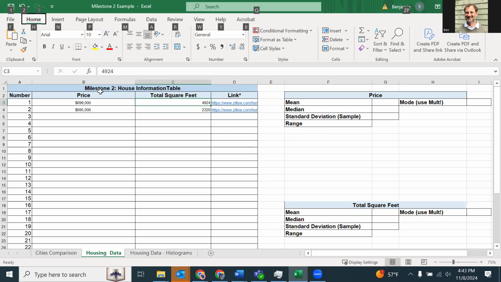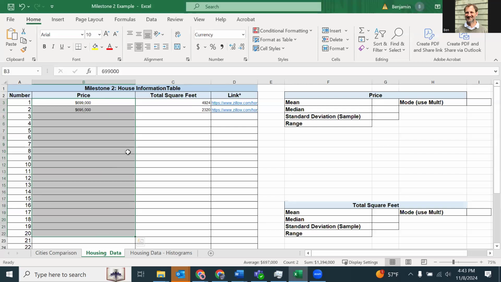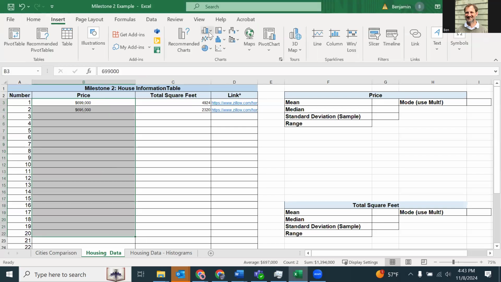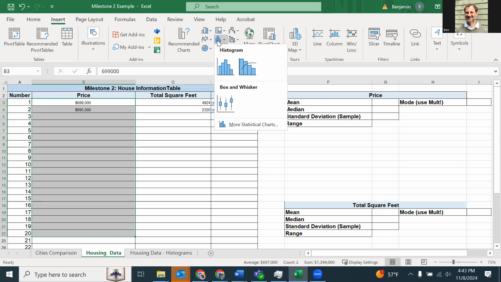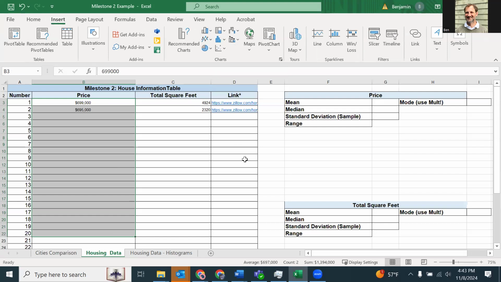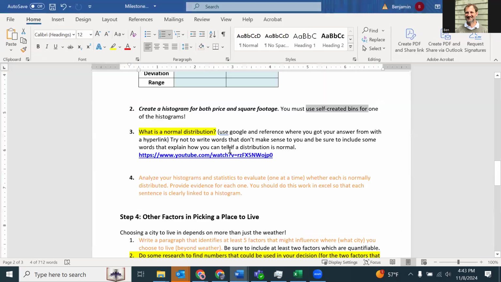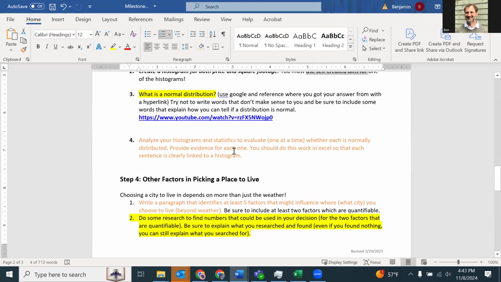And remember that there is also a way to highlight all the data and then insert histogram here. So I will post a separate link of here's all the ways you can do histograms, because there's, I don't know, 4 or 5 ways you can build histograms by hand.